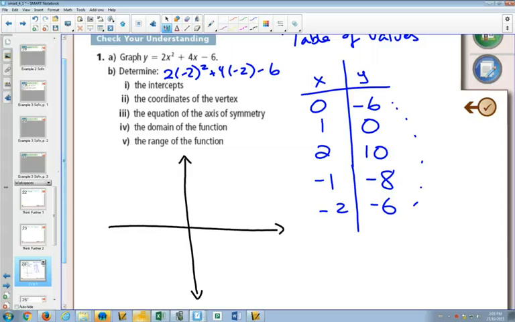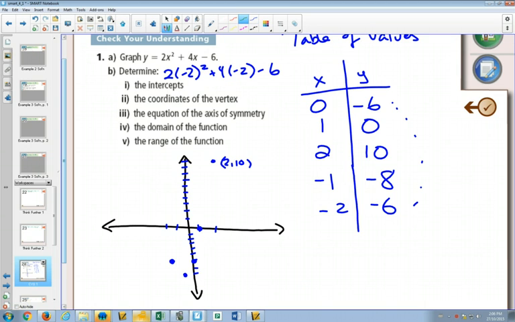So I'm going to draw my grid. I'm going to put some values on here. I have 0, -6. I've got 1, 0. And I've got 2, 10. I have -1, -8. And then I have -2, -6. So there's my symmetry with the 2 values that are at -6.